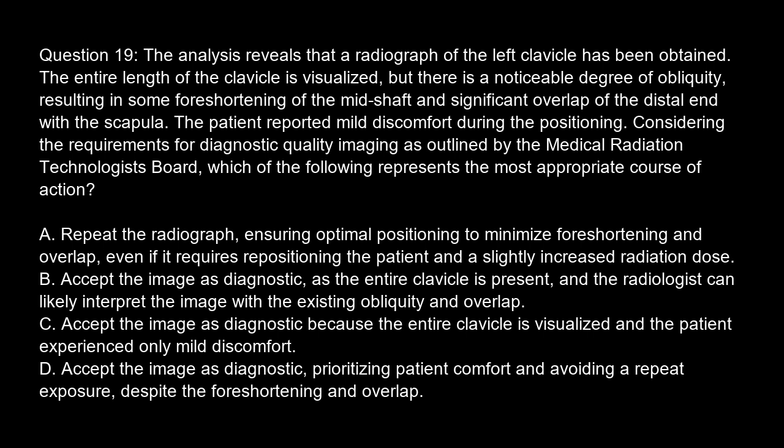Option A. Repeat the radiograph, ensuring optimal positioning to minimize foreshortening and overlap, even if it requires repositioning the patient and a slightly increased radiation dose. Option B. Accept the image as diagnostic, as the entire clavicle is present, and the radiologist can likely interpret the image with the existing obliquity and overlap. Option C. Accept the image as diagnostic because the entire clavicle is visualized, and the patient experienced only mild discomfort. Option D. Accept the image as diagnostic, prioritizing patient comfort and avoiding a repeat exposure, despite the foreshortening and overlap.